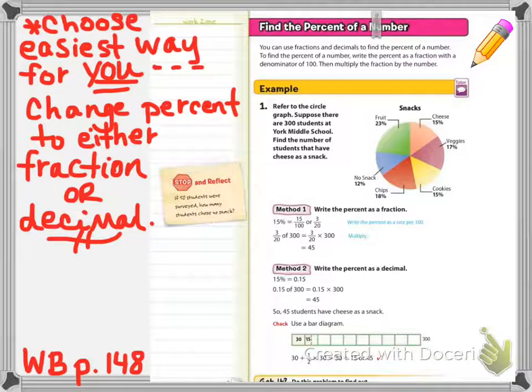The "of" is basically telling you to multiply. We've talked about that clue word before. 15% of 300 students. Change the 15% to a decimal and multiply by 300. You need to make sure you're placing your decimal correctly after you multiply, but the answer would be 45. 45 students have cheese as a snack.